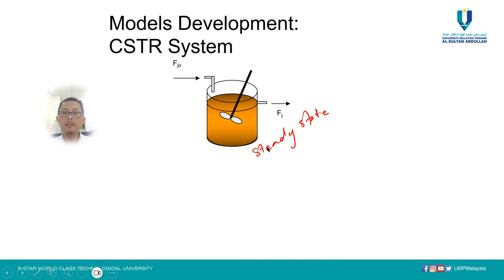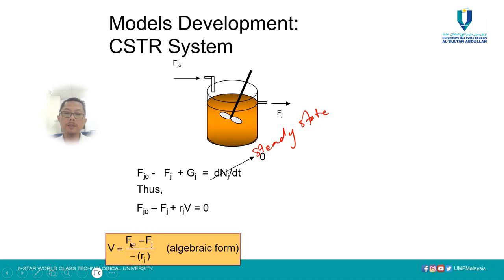Next is the CSTR. For a CSTR at steady state, we use a similar general equation for the reactor: Fj0 minus Fj plus Gj equals dNj/dt. So dNj/dt equals 0 because it runs under steady state mode, and thus the mole balance will only be from the flow rate and generation, and simplified into this simple algebraic equation where V equals (Fj0 minus Fj) per negative rj.